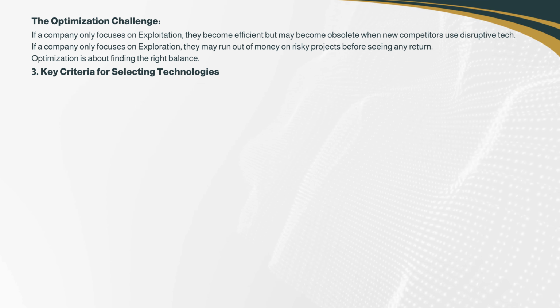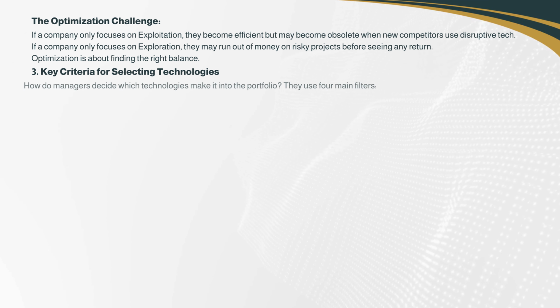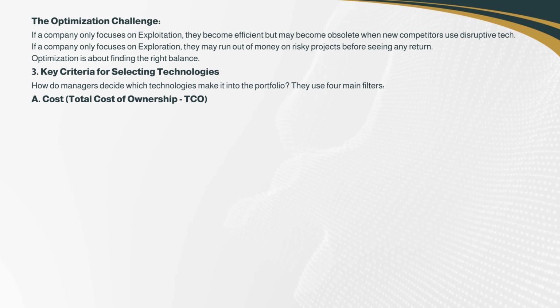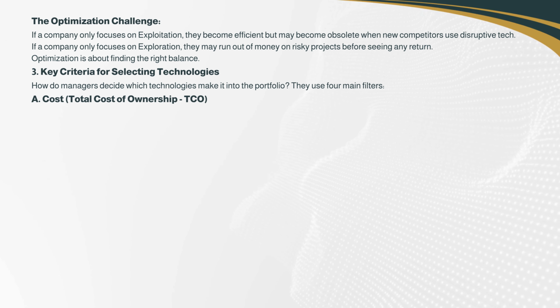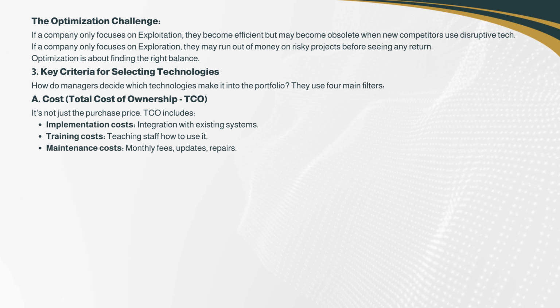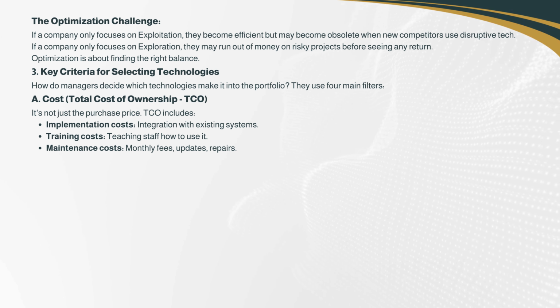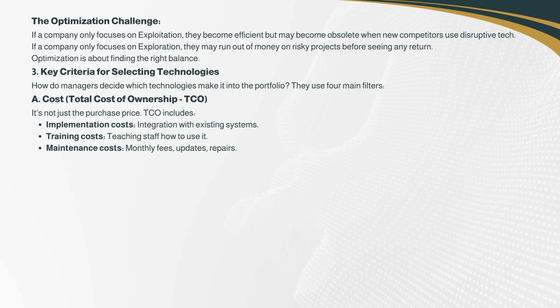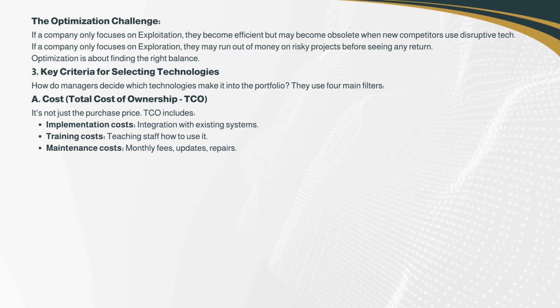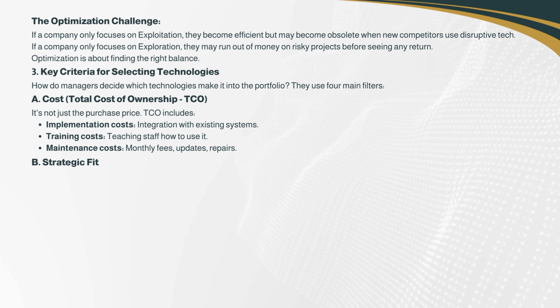3. Key criteria for selecting technologies. How do managers decide which technologies make it into the portfolio? They use 4 main filters. A. Cost, total cost of ownership, TCO. It's not just the purchase price. TCO includes implementation costs, integration with existing systems, training costs, teaching staff how to use it, maintenance costs, monthly fees, updates, repairs.